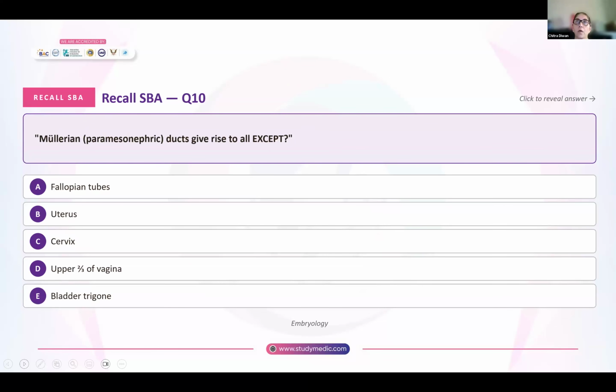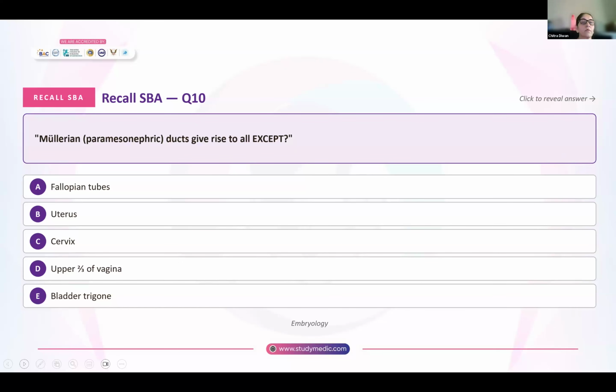Now, Mullerian or paramesonephric ducts. Mullerian or paramesonephric ducts give rise to all except... Mullerian gives rise to the female structures. So fallopian tube, it's a female structure. It will arise from Mullerian. Uterus also is a female structure, arises from the Mullerian. Cervix, also female, arises from Mullerian.